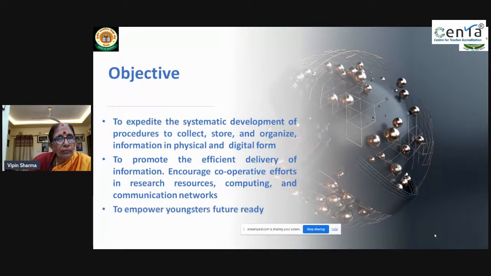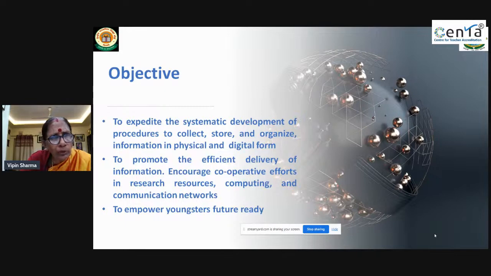To empower youngsters future ready, I will touch a little upon NEP 2020. NEP 2020 speaks about holistic development of children that covers various areas, and definitely in 21st century skills, library is most important. When I move further, I will talk about a variety of places where we can allow our children to read books, and not only that, types of library, especially digital library.